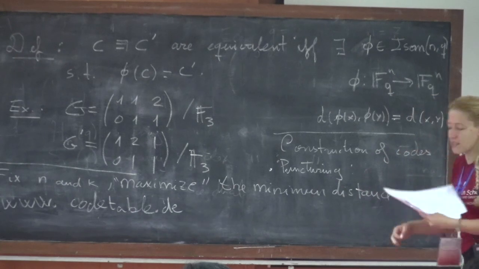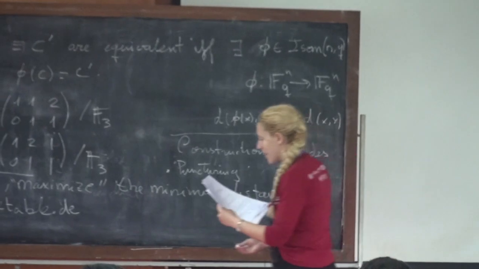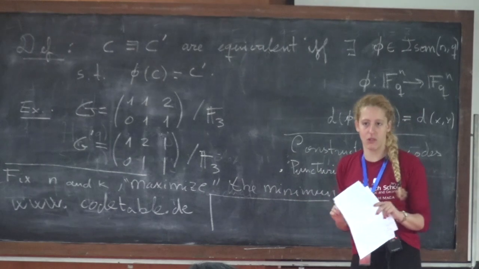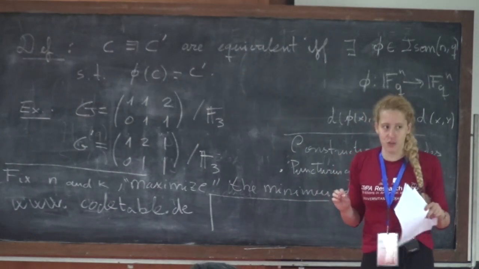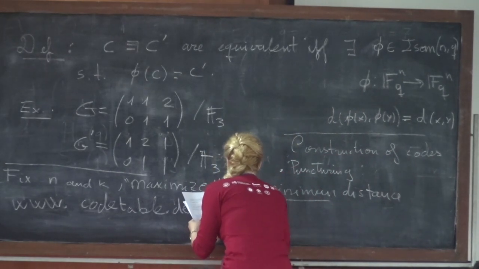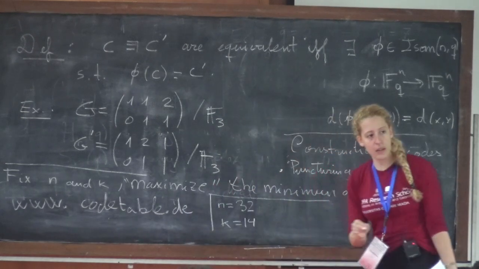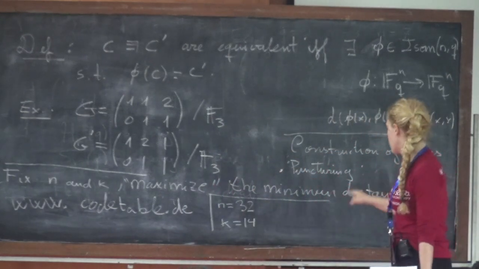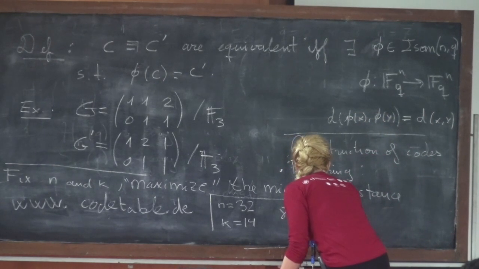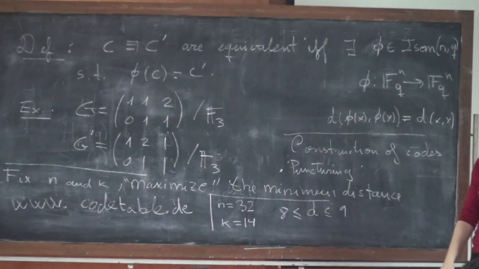I'm going to give you this just for curiosity, or if you want to spend some time working on it. This is the smallest case for which we don't know the answer. If you take N equal to 32 and K equal to 14, then we know that the maximum minimum distance is something between 8 and 9, but we don't know.